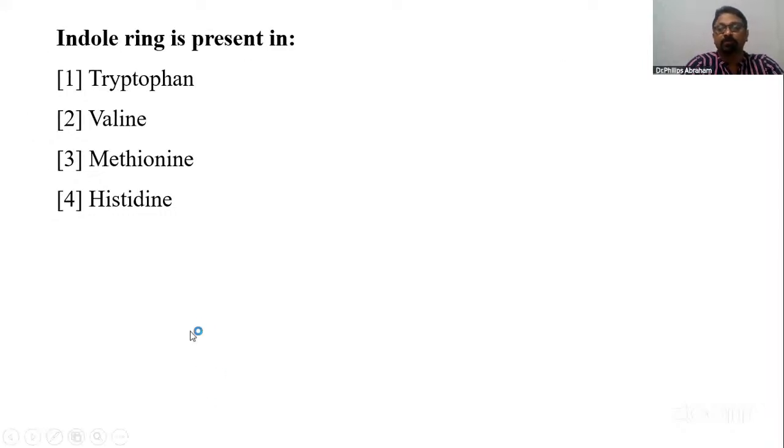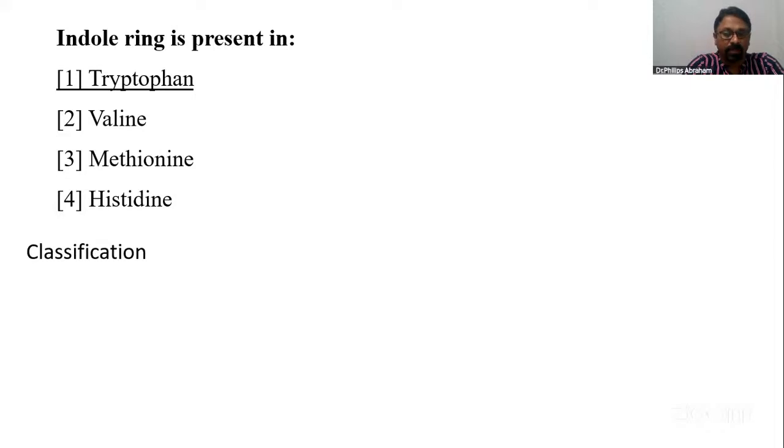Next question. Indole ring is present in what? Now the question is about amino acids, about the structure of amino acids. It is present in this chapter, and we'll come across the indole ring now. So you are supposed to study the structure, and we'll go through the types and classifications of amino acids.